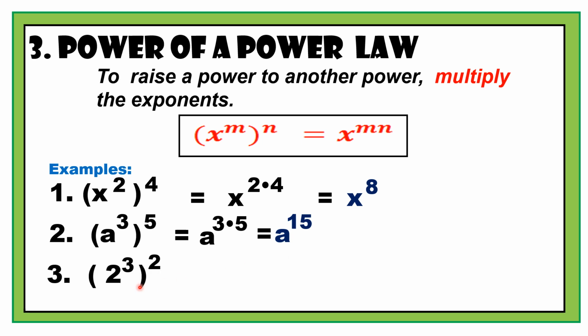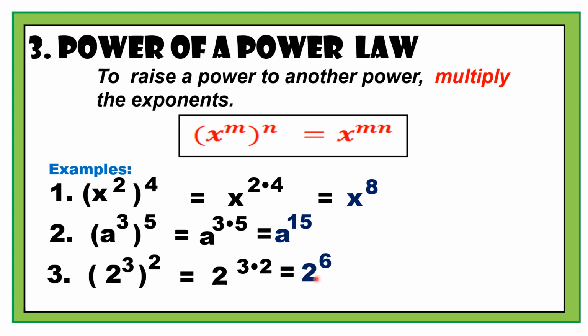Number 3, we have the quantity of 2 cubed raised to the 2nd power equals, so, copy natin yung base, so that is 2. Then, multiply natin yung exponent. So, 2 raised to 3 times 2. And 3 times 2 is equal to 6. So, we now have 2 raised to the 6th power.